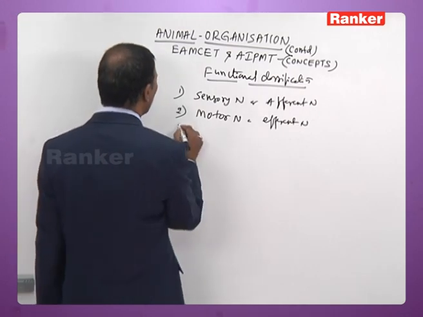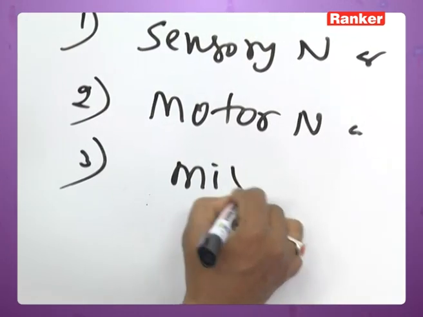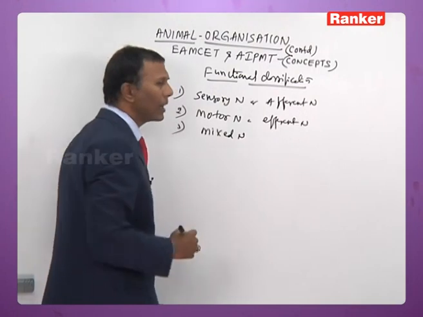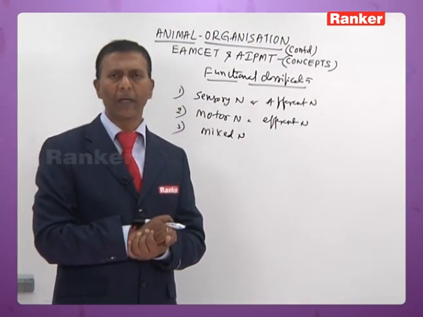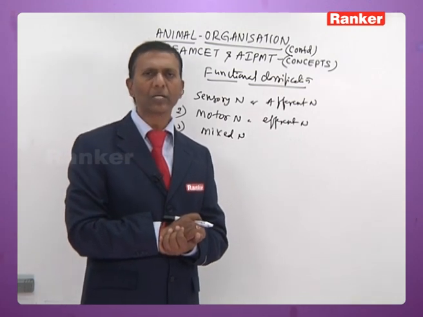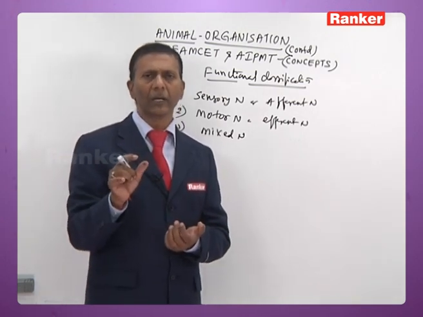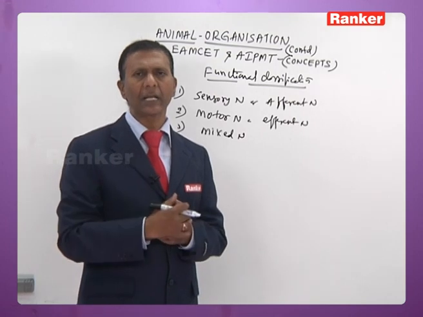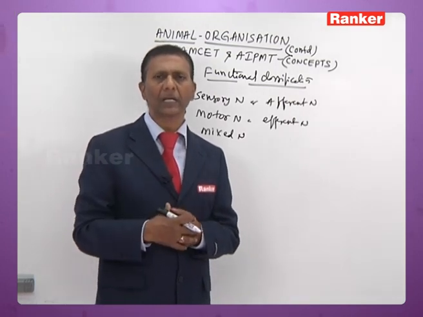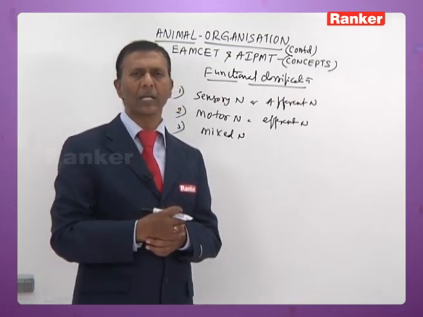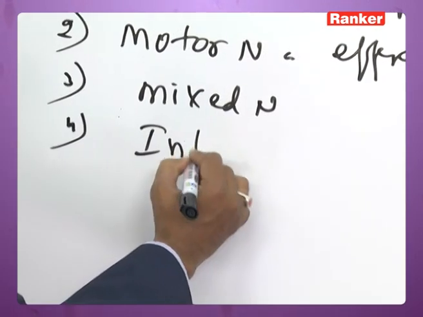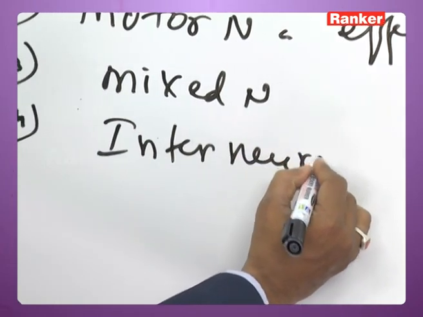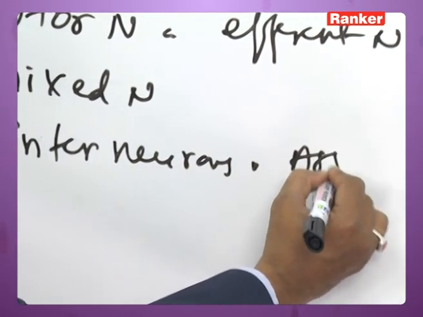Then you have mixed neurons. If a nerve is made up of both sensory nerve fibers and motor nerve fibers, it is referred to as a mixed nerve. That is, within a nerve, some nerve fibers act as sensory nerves and some of them act as motor nerves. Such nerves are called mixed nerves. The next you have another one, interneurons or association neurons.